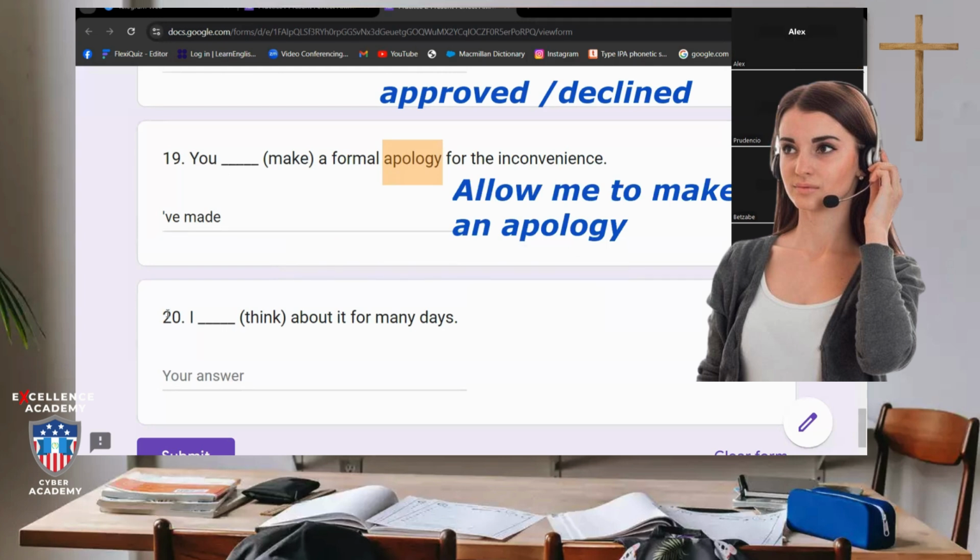Okay, let's wrap it up with number 20. What is it there? I've thought. Don't be afraid. Come on, say it. I've thought. I've thought about it for many days. Lo he pensado. How do you say lo he pensado? I've thought about it for many days.